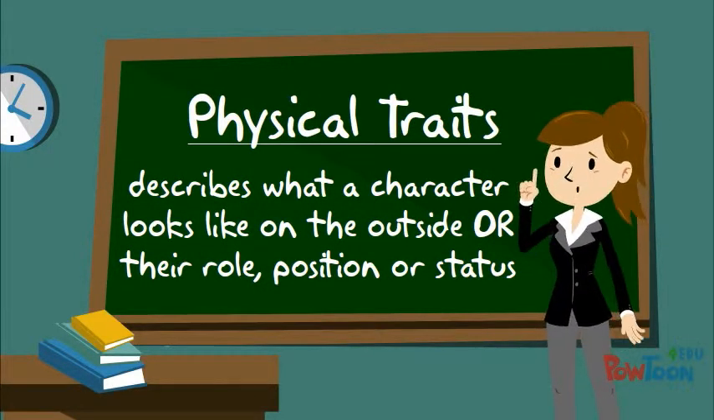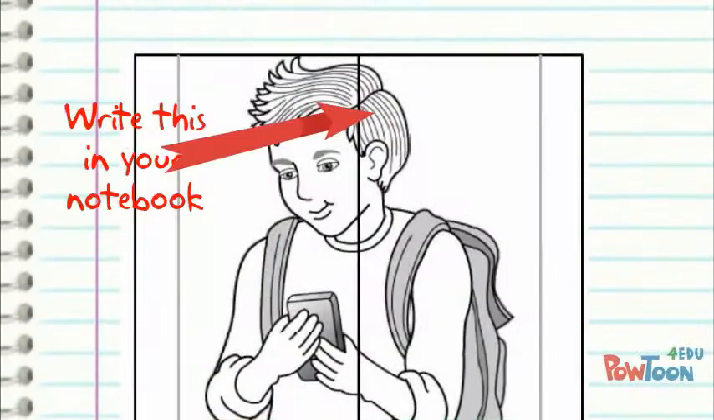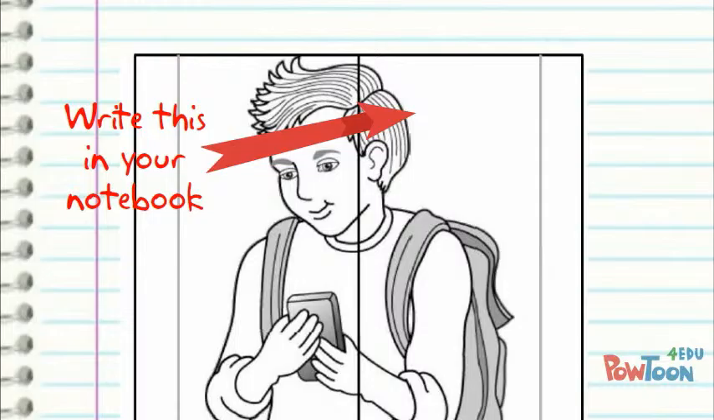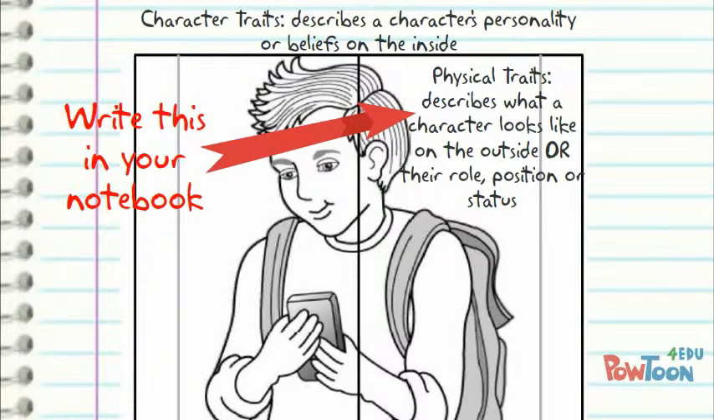Physical traits describe what a character looks like on the outside, so what they look like, or their role or position or status. So it could be hair color, it could be what their face looks like, it could be what their job is. Those are all examples of physical traits. Go ahead and open your notebook to your character traits page and write these definitions on the front of your foldable. The first one is character traits. We'll talk about those in a minute. And then the second one is physical traits. Make sure you have both definitions.